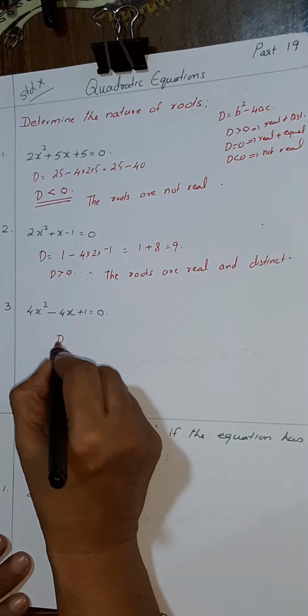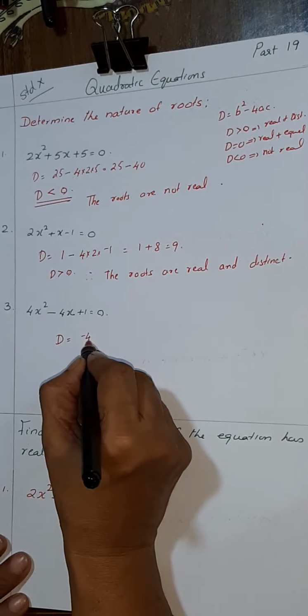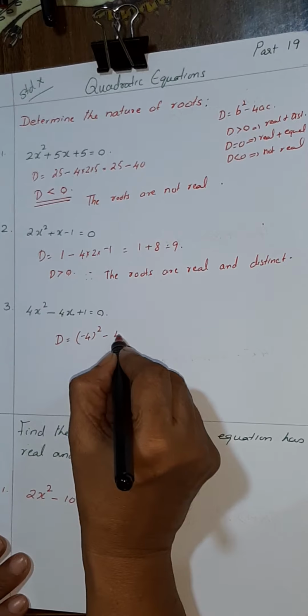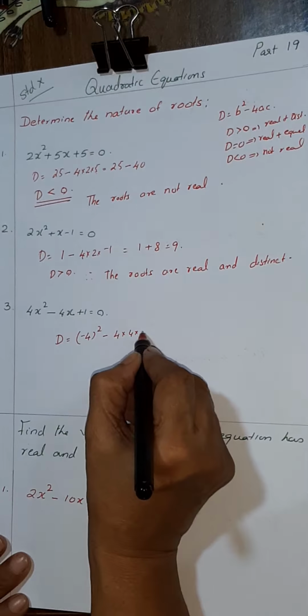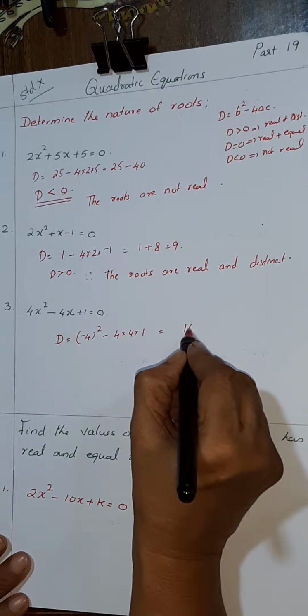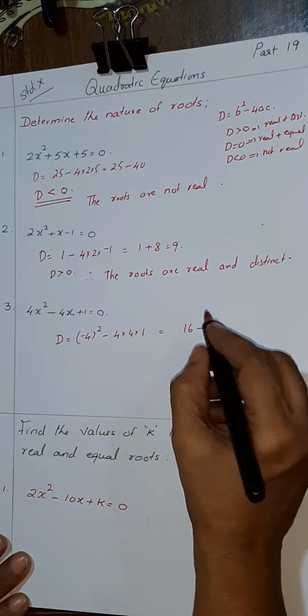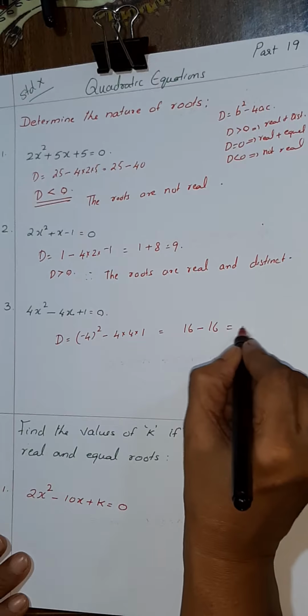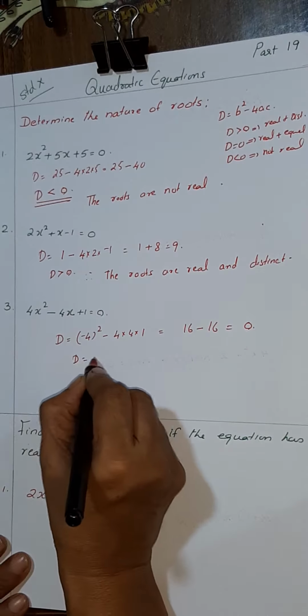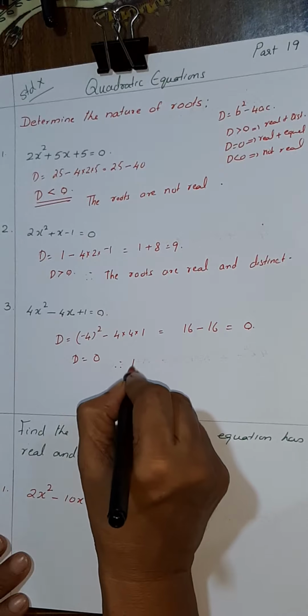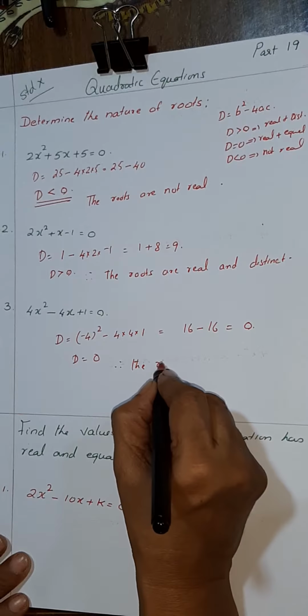Here again d is equal to b squared, which is minus 4 the whole squared, minus 4 into a into minus 1. So this is 16 minus 4 into 4, 16 into 1, 16. So equal to 0. So d equal to 0. Therefore the roots are real and equal.